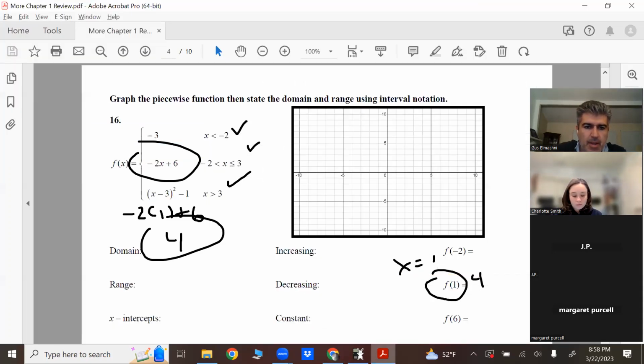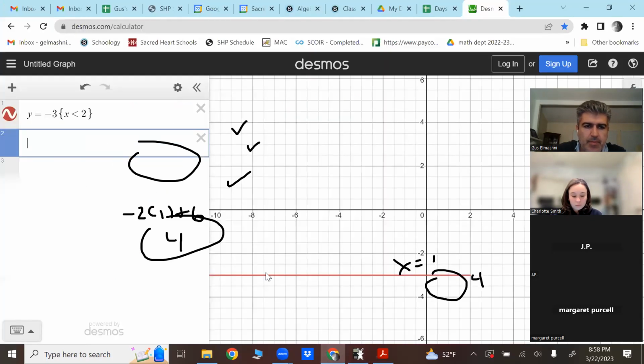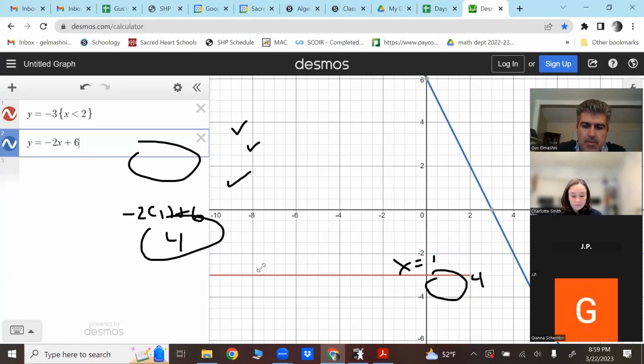And then what's the next one? Negative 2x plus 6 between negative 2 and 3. Oh, Mr. E, it's x is less than negative 2 on the first one. You're right. It is less than negative 2. Thank you. Yeah, I'm just showing how the graph looks.